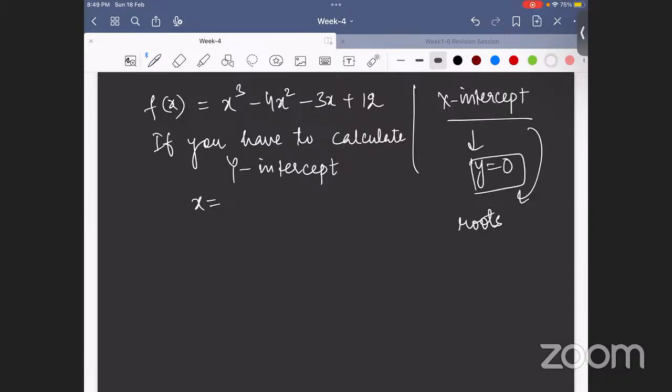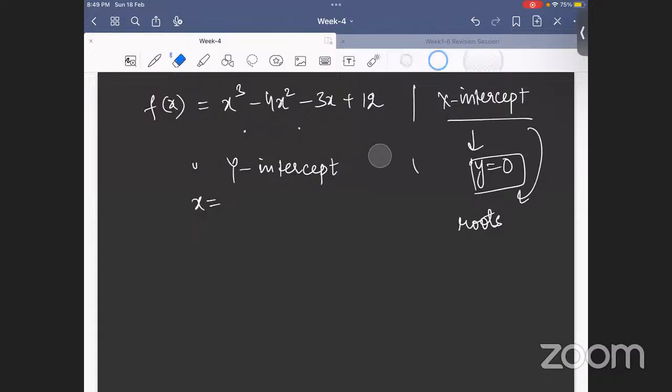The roots of the function are those values of x where the function value is 0. Y equals 0 means you are equating the function to 0, right? So you have to calculate those values of x where the function value is 0.